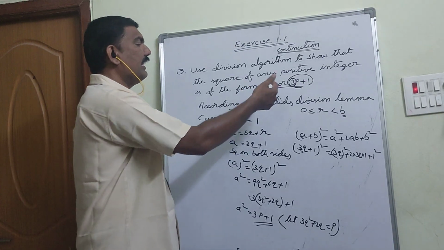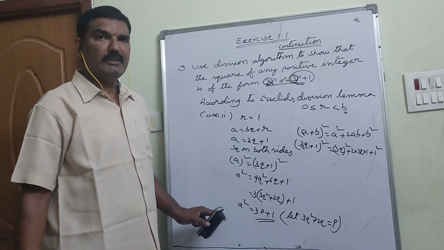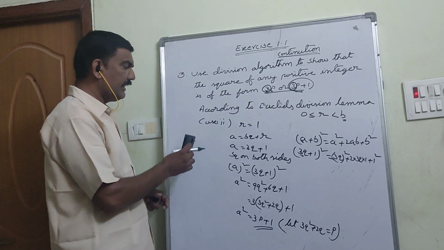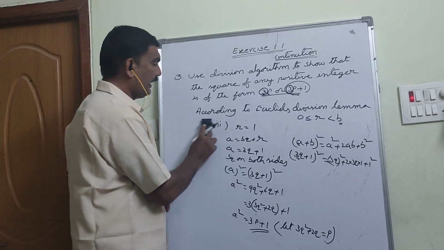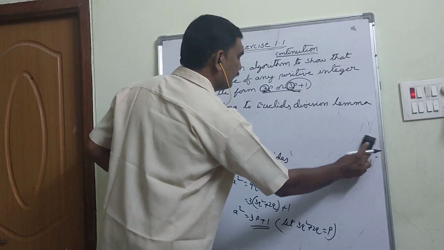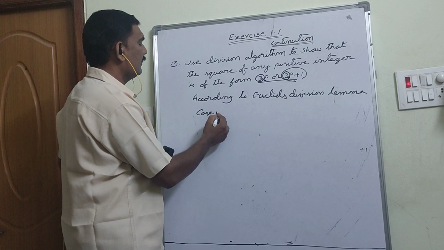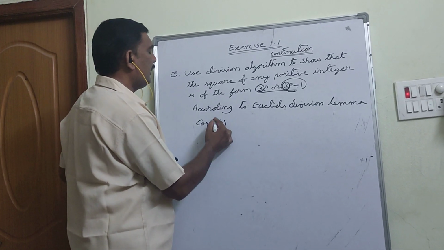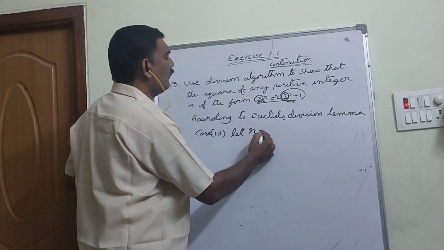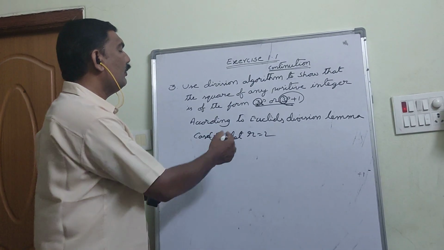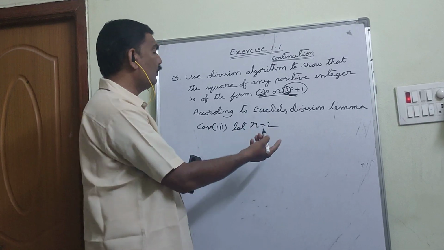Now we have case 3. So by pausing the video you can copy up to here. Then I will continue with case 3. Now case 3. Take case 3. Let r equal 2. 0 and 1 are completed. Now we have to take r equal to 2.